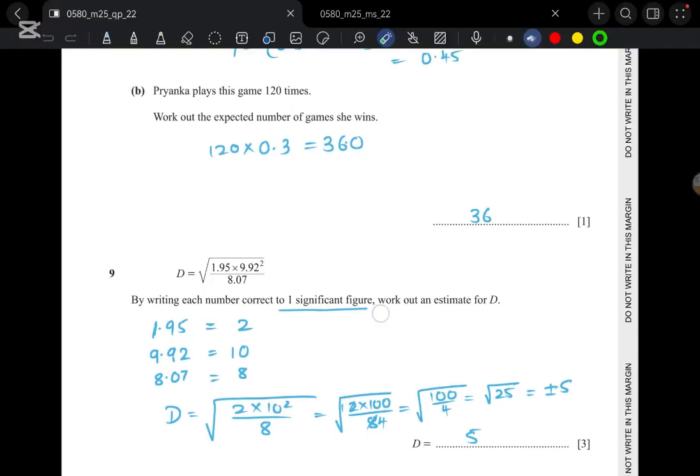Whenever an estimate is asked, we cannot write the negative value, so it is only the positive value you have to take here.